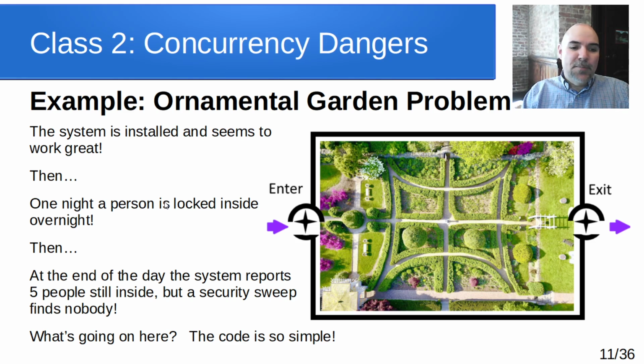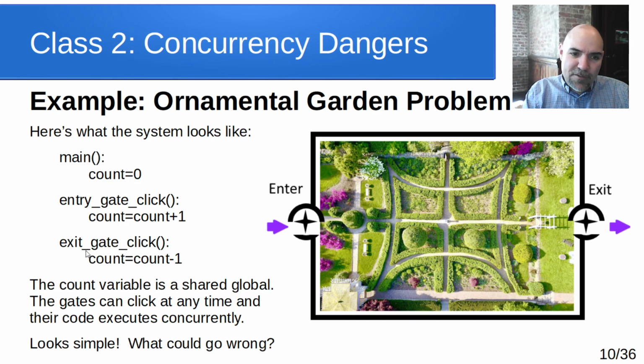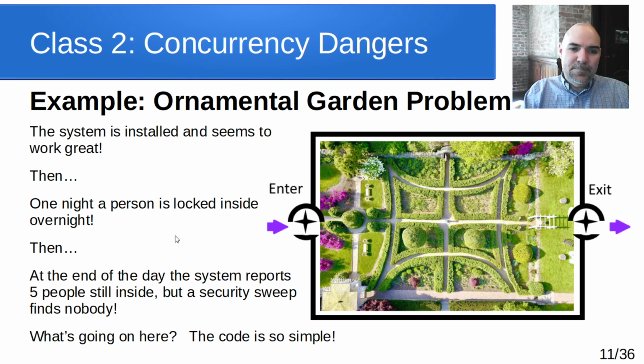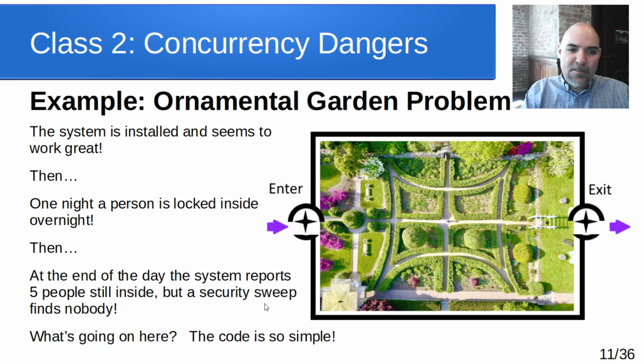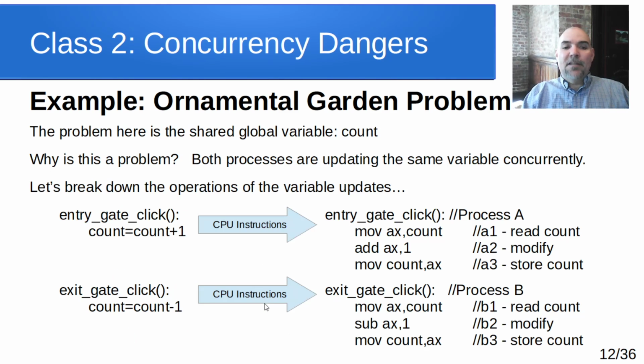So the engineers might go back and look at the turnstile hardware, try to figure it out, and say, all that seems fine. And they go back and look at the code we had over here and they say, okay, count equals count plus 1, count equals count minus 1. That all looks fine. How could that go wrong? But the problem is that those lines of code can run concurrently. So let's break that down and look at where the problem is.